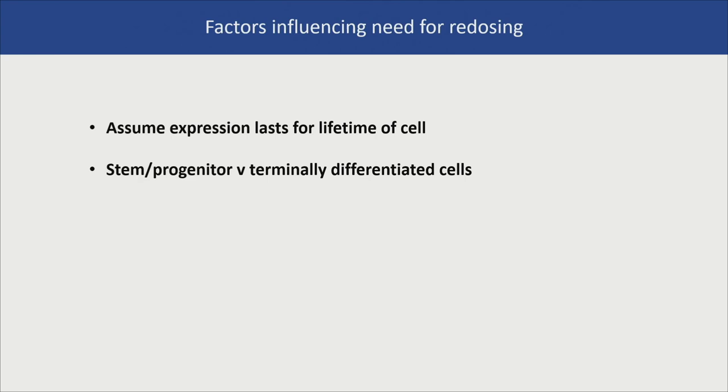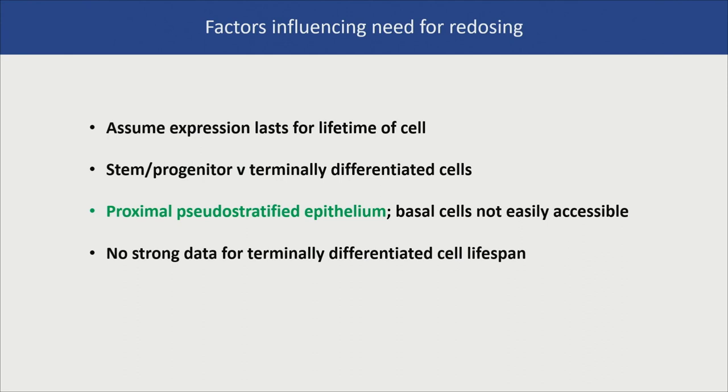So in the proximal airways, I think we all know in this room, the proximal airways are pseudostratified epithelium. The basal cells are probably the stem or progenitors. They are extraordinarily well hidden. I do not believe we are routinely going to hit those basal cells through nebulization. And therefore, that suggests that in the proximal airways, we should be focusing in on the lifespan of terminally differentiated cells. We have spent years asking every expert in the world, what is the lifespan of a terminal differentiated cell?